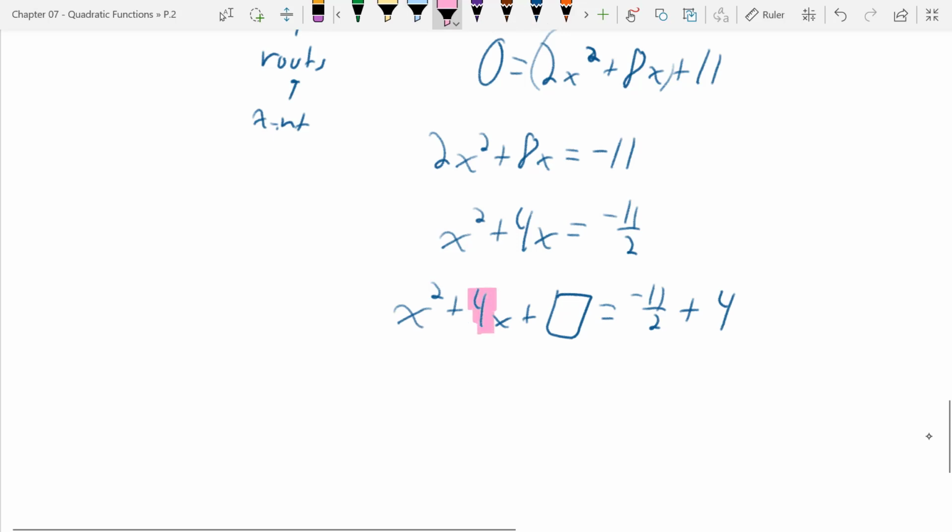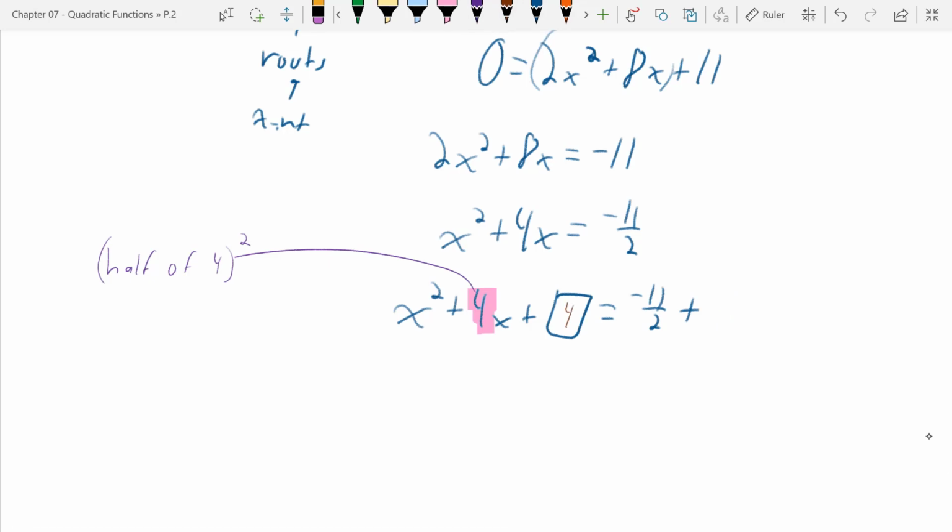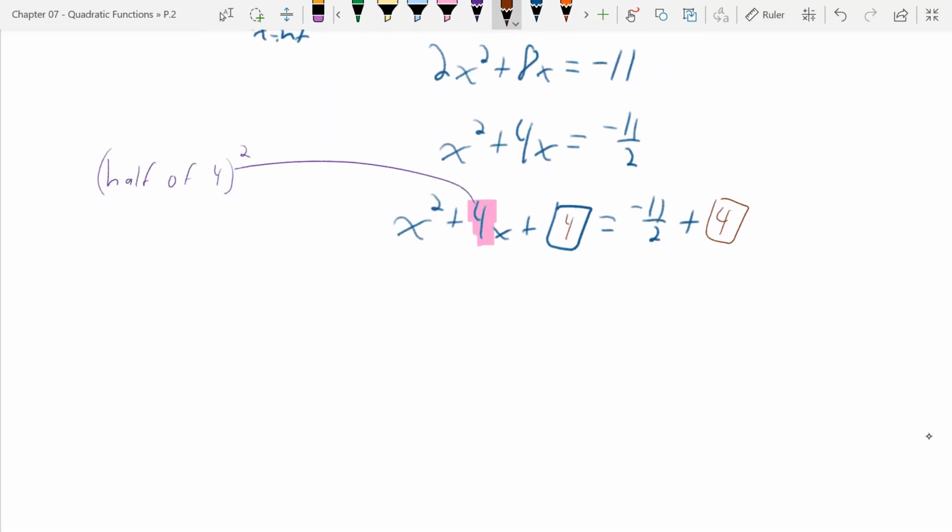So we're going to look at this, and I'm going to say, okay, what is half of 4 and then squared. Well, half of 4 is 2, and 2 squared is 4. So we're going to add 4 to both sides. Left side. Oops, didn't mean to write that there. Right side. And I get x plus 2 squared when I factor the left side equals 4, which is really 8 halves, so 8 halves minus 11 halves is negative 3 halves.